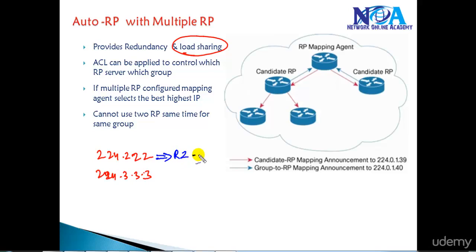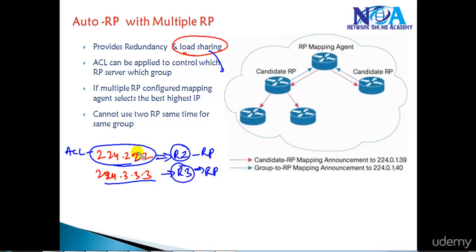I can configure router 2 as the RP for this particular group. I can write an ACL, and I can write another ACL which is going to match this group address 224.3.3.3, and we are going to make router 3 the RP. If you configure separate RPs for separate groups, it's going to provide us the load sharing option. Anyone who wants to receive the multicast traffic for 224.2.2.2 is going to register with router 2, and the receivers or the sources sending or receiving multicast traffic on 224.3.3.3 will register themselves with router 3.